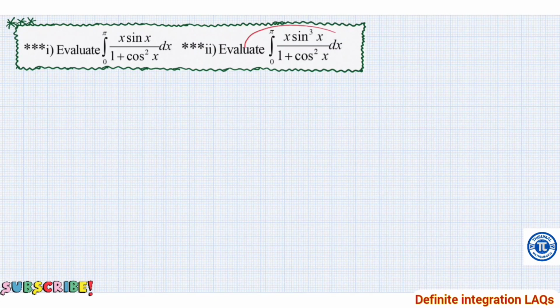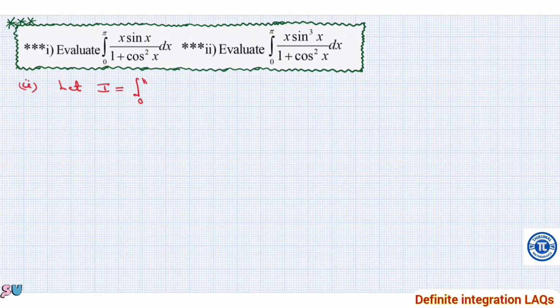Now, second question: evaluate the integral from 0 to pi of x sin³x divided by 1 plus cos²x dx. Okay, let I equal the integral from 0 to pi of x sin³x by 1 plus cos²x dx. Let this be equation number 1.